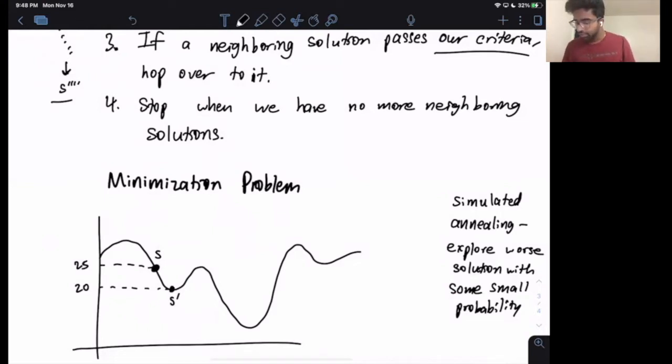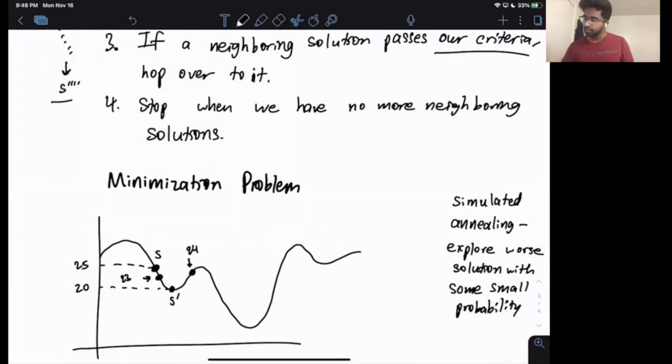But once we get to S prime, we check our neighboring solutions. So let's say we check this value and this value. Let's say this has cost 24, this has cost 23. We check the neighboring solutions. In this case, both of the neighboring solutions for S prime are greater than the actual solution for S prime. S prime is only cost 20, but the neighboring solutions have cost 23 and 24. So we basically return S prime at that instant.